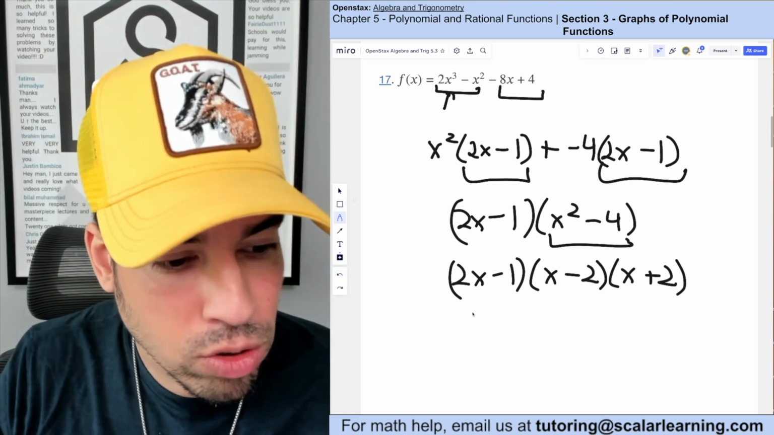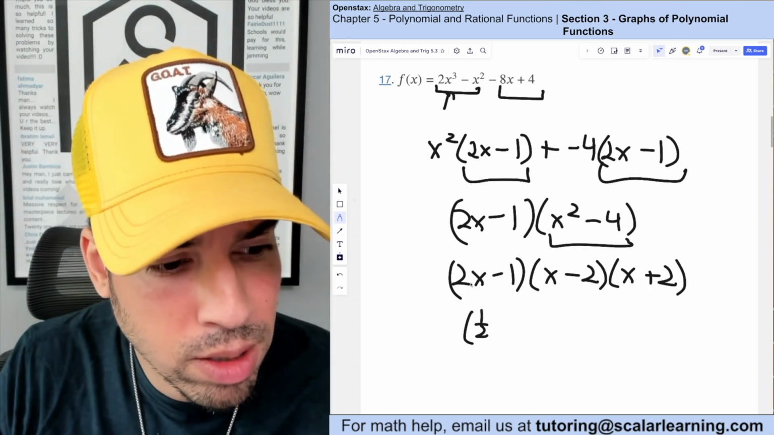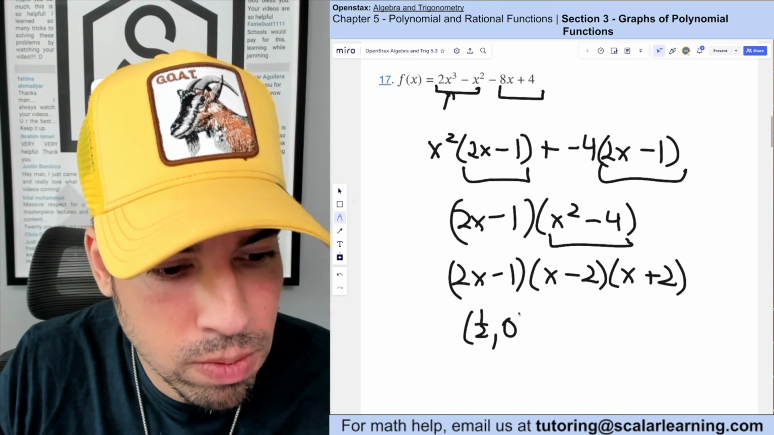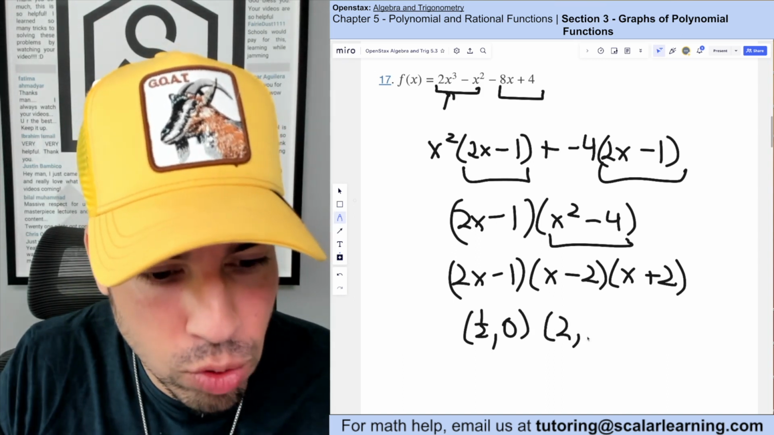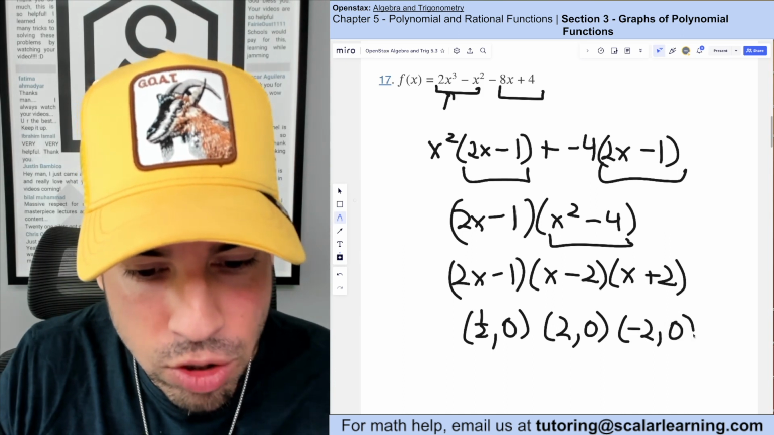Now we've got 3 zeros. When is this going to zero out? When x equals 1/2, okay? 1/2 times 2 is 1, minus 1 is 0. Here it's going to just be 2, 0. And here it's going to be negative 2, 0 for the win.